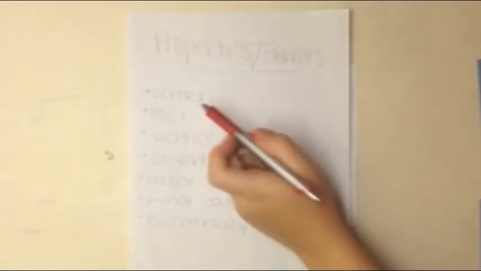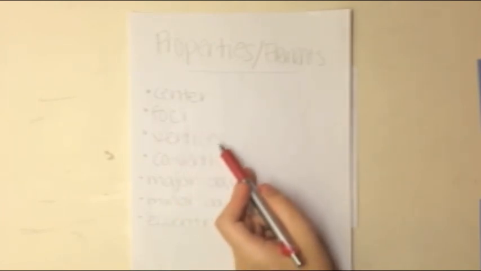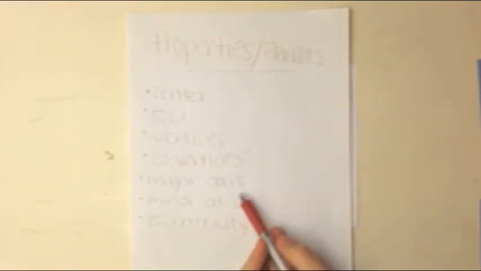At the end of the day, it is not that difficult, and we have already calculated all of these properties, which are the center, the foci, the vertices, the co-vertices, the major axis, minor axis, and eccentricity. With that, you already have your ellipse. Thank you so much for watching.